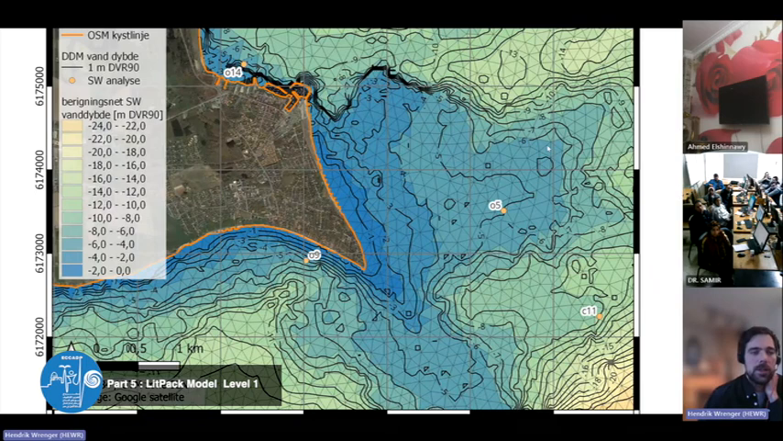So in the LitPack, we have nonlinear wave transformation, showing refraction and breaking. But we don't have any 2D effects. We have no diffraction, so the change of direction of waves around structures and headlands. And that is clearly happening here, as we can see in a second when we look at 2 storm events.